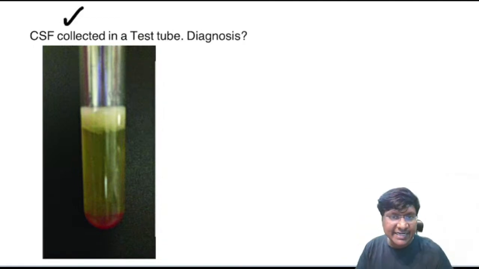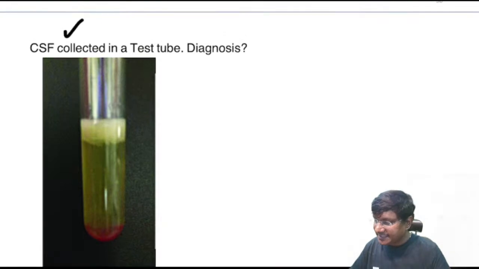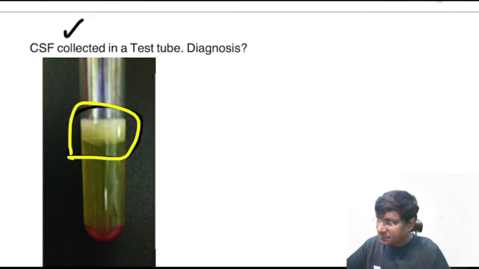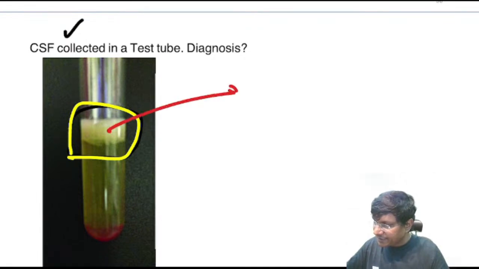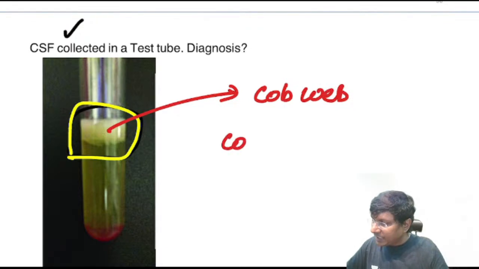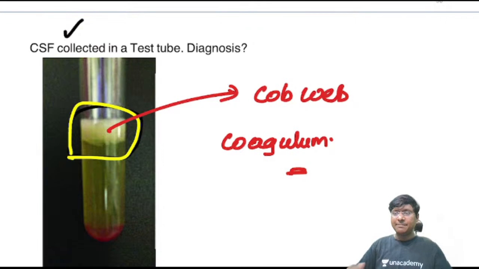Please identify what is exactly the abnormality within the test tube here where the CSF has been collected. And this can be asked as one of the image based questions. So what is there here? This will be your cobweb coagulum. This will be the cobweb coagulum.